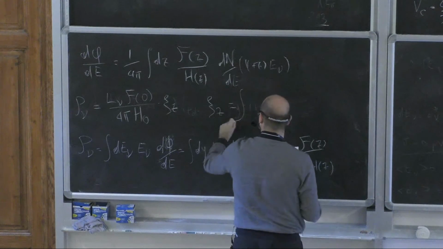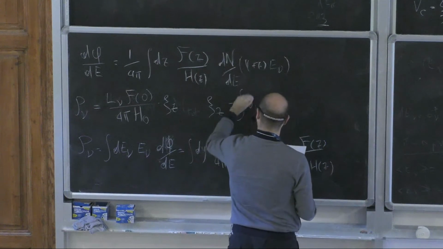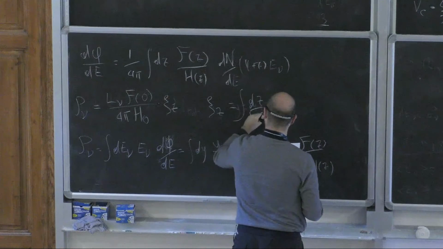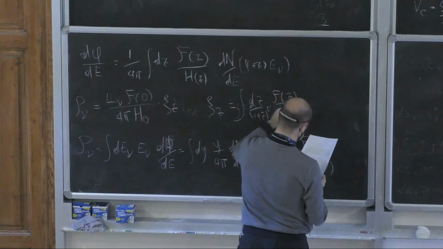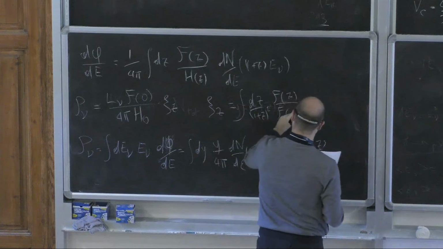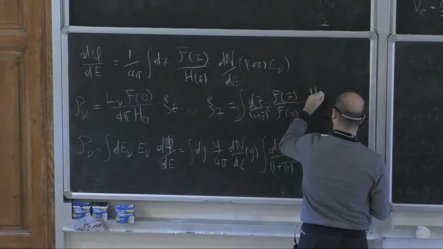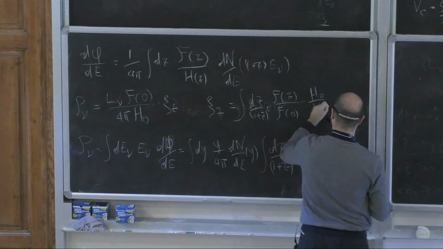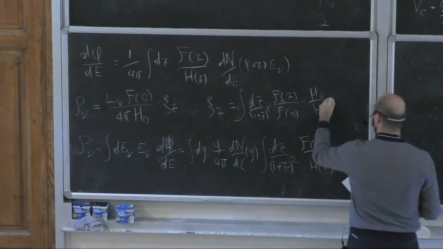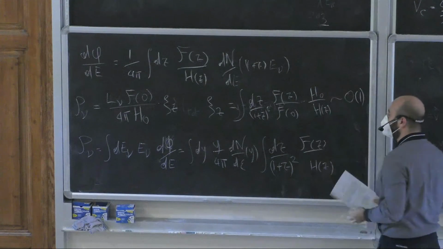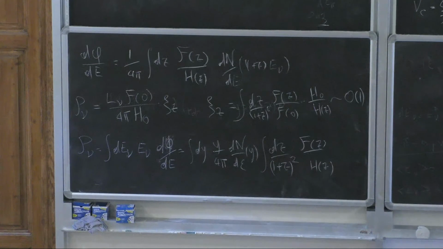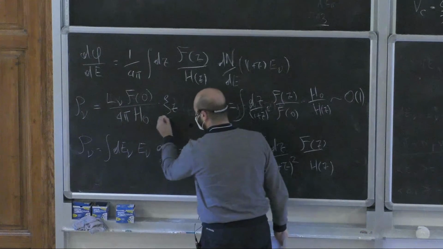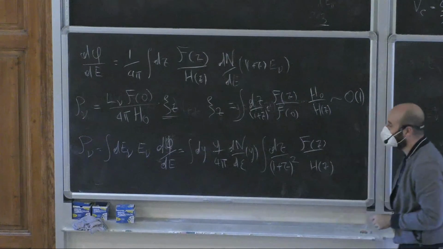It's integrated over zeta, and this is nothing but dz over 1 plus z squared f(z) over f0 H0 over H(z). So it's a dimensionless quantity. It's of order 1. In general, it depends exactly on what you give for your distribution of sources in redshift, which is unknown. So this is basically parameterizing our ignorance on how these neutrino sources are distributed in redshift.